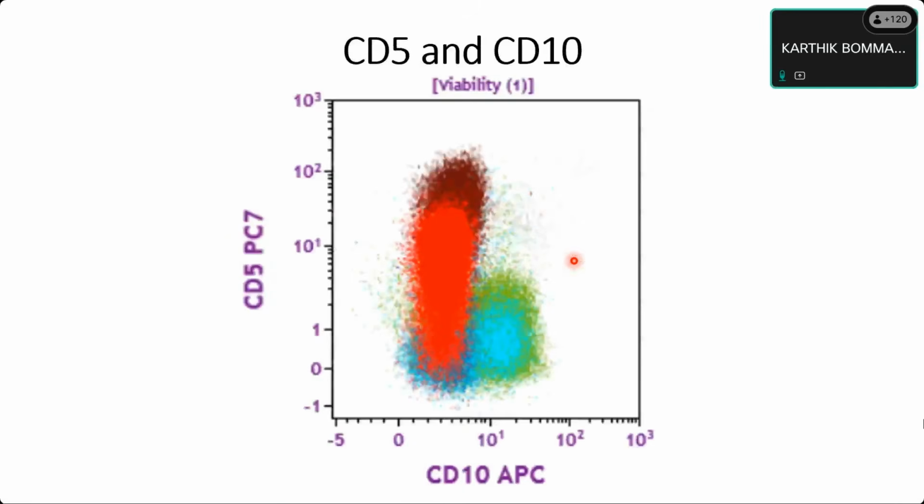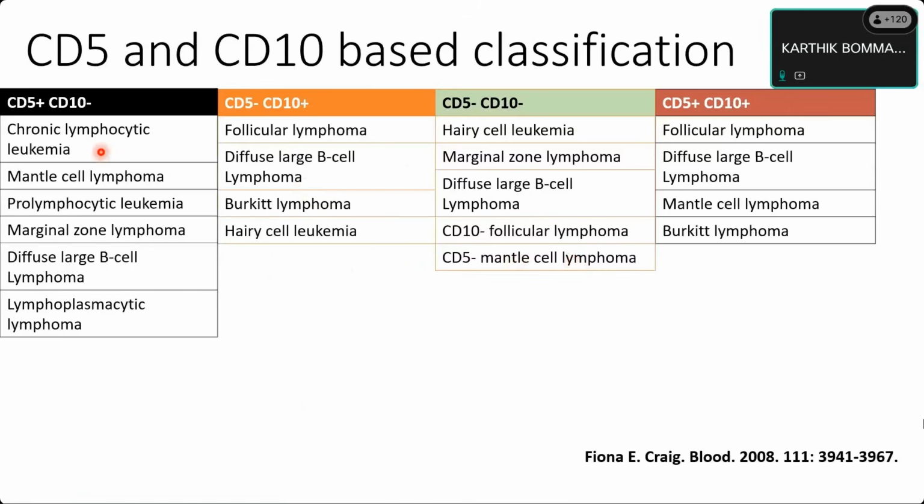For all B cell lymphomas, we can broadly put them into these baskets of combinations: 5 positive, 10 negative; 5 negative, 10 positive; dual negative; or dual positive. The common B cell lymphomas we encounter are 5 positive, 10 negative ones, among which, when we do flow cytometry, we commonly encounter CLLs or mantle cell lymphomas. So this table you should be thorough with.